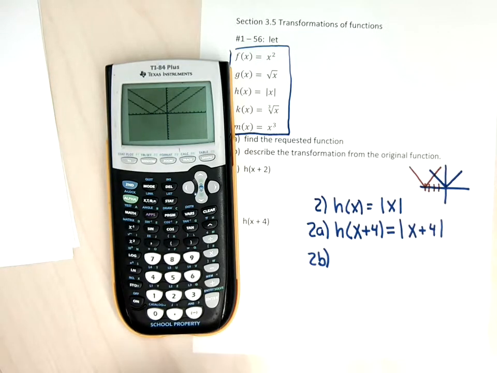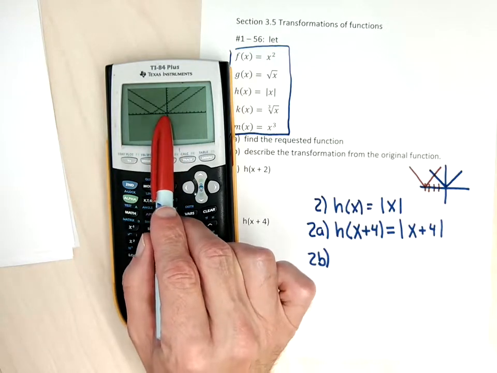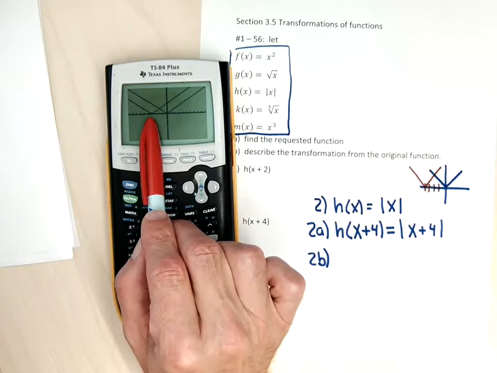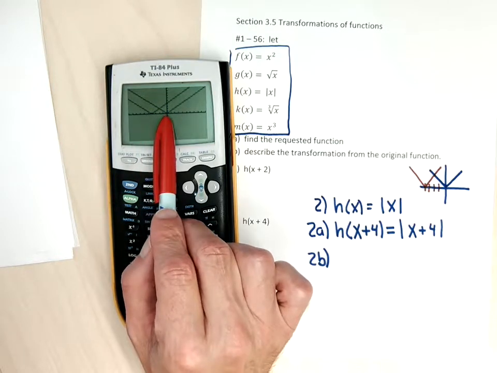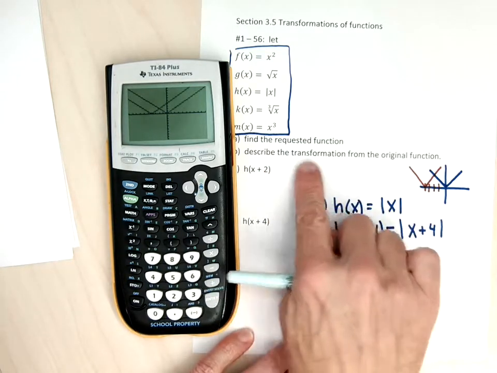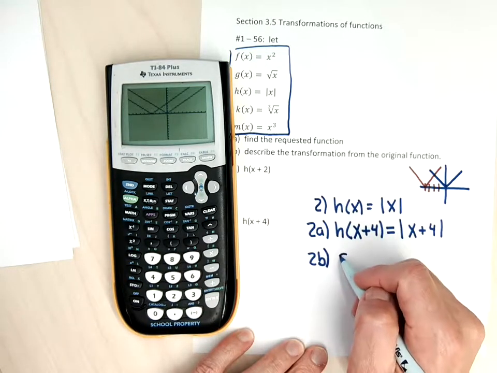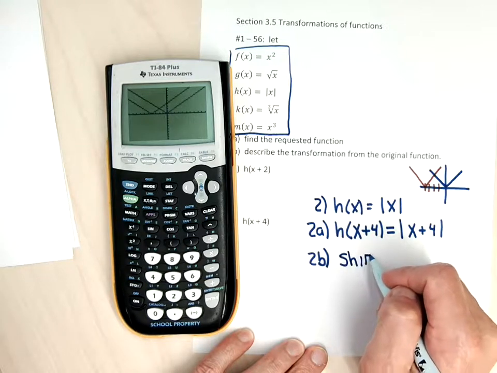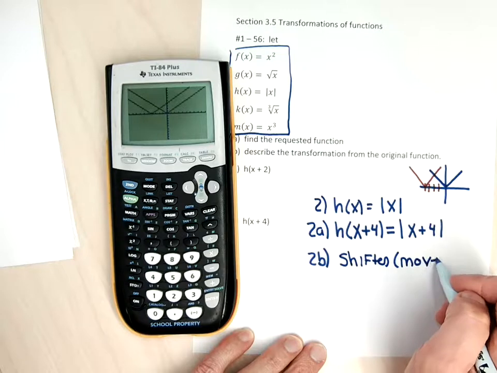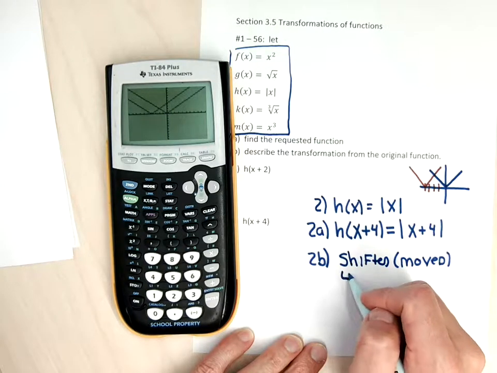If you look at the 2 graphs next to each other and you count it over, you could see that the second graph that I drew, which is my answer to part A, is the exact copy of the initial graph. It's exactly the same dimensions, the same width of the v. It's just moved 4 to the left. So to describe the transformation, I'm going to say it's moved, or it's shifted. Moved might be a better word, but shifting is a common word for this. 4 units to the left.